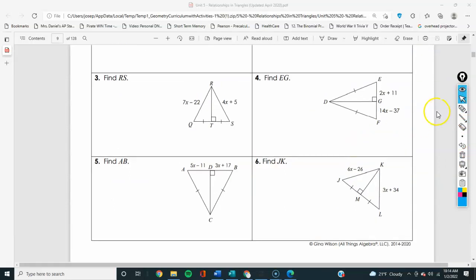Let's take a look at, well, like number three. Number three, we got to find RS. So we're looking for the length. Again, we have a perpendicular. These two things are congruent. If those are congruent, then my roof has to be congruent. So then I'm going to set these two equations equal to each other.